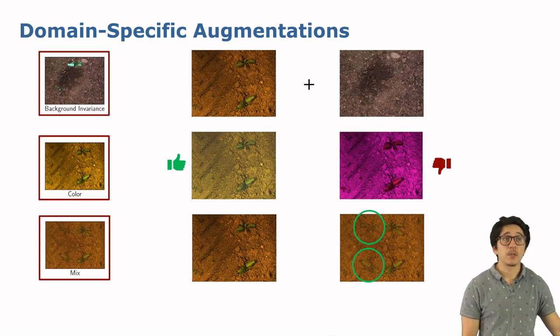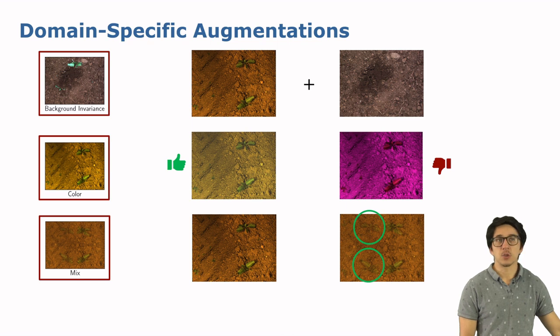In the background invariance, we use a vegetation mask to extract crops from one image. We apply a random translation and rotation and then paste it onto another background. This results in a new image with a different soil and light condition, plus the different position of the crop.